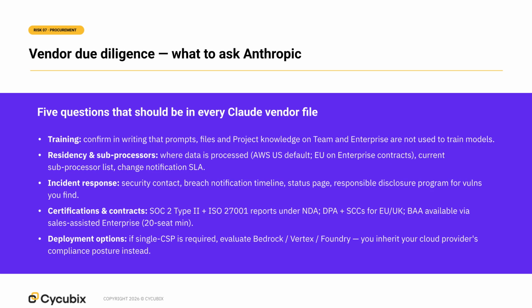3. Incident response. Security contact, breach SLA, disclosure program. 4. Certifications. SOC 2 Type 2 and ISO 27001 under NDA. DPA plus SCCs for EU and UK, BAA on Enterprise. 5. Deployment. If you need a single CSP, evaluate Bedrock, Vertex, or Foundry, and inherit your cloud provider's posture instead.